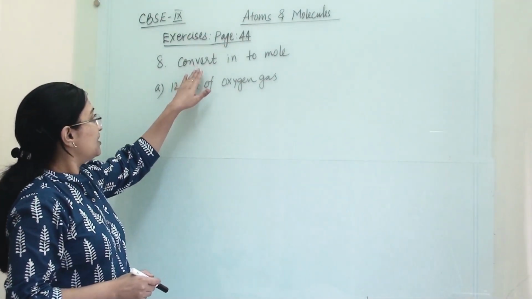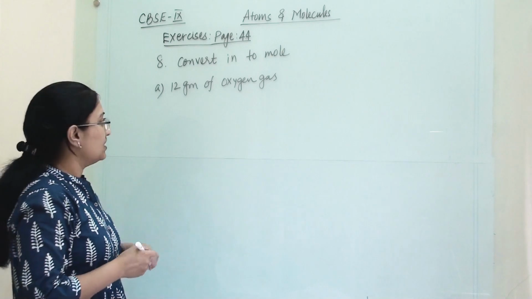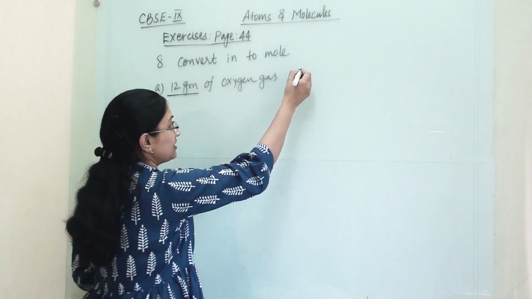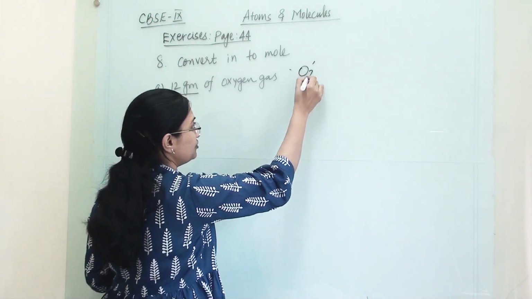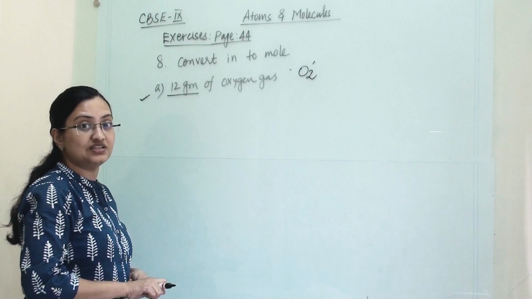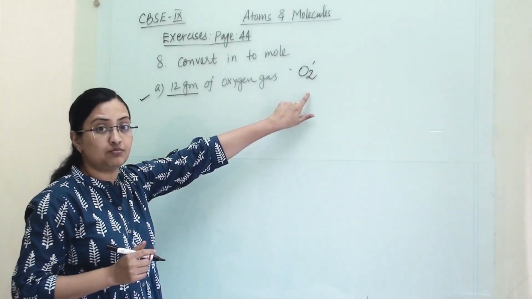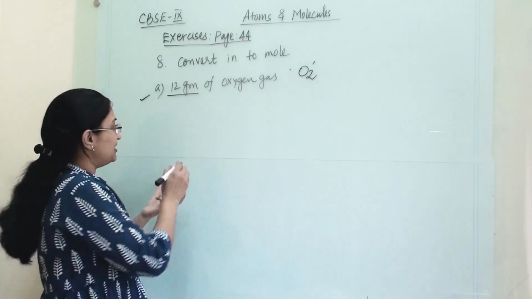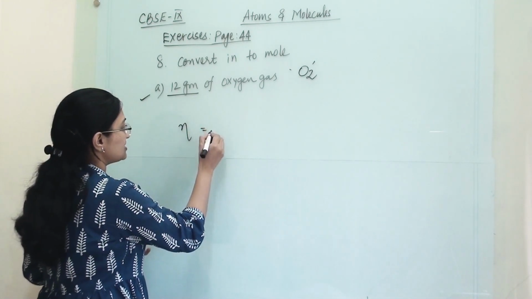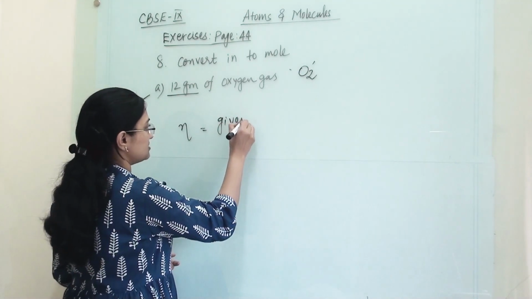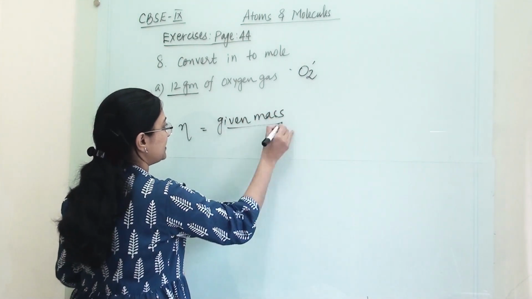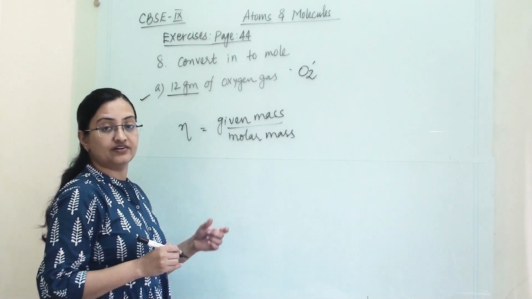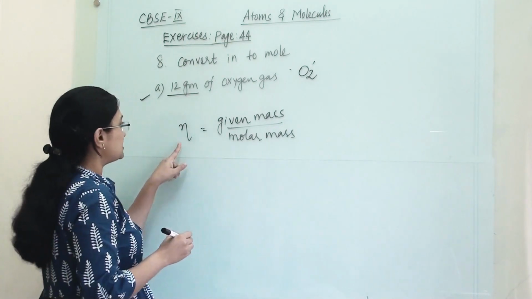Next question is, we have to convert this into moles. First is 12 gram of oxygen gas. So here we cannot take an oxygen atom. We have to take an oxygen molecule, because in the gas, oxygen is present in molecular form. So our formula is that number of moles equals given mass divided by molar mass. This formula we have already studied earlier. This is the number of moles.